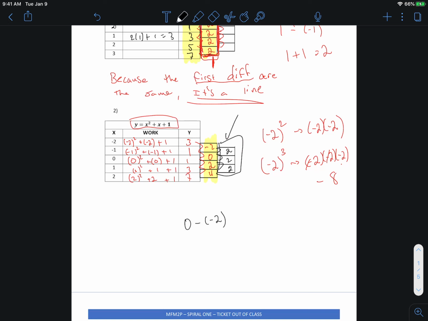Which means the first differences don't match. The first ones don't. So that's the test, right? That's what we're doing. First ones don't match, but the second ones do. And the second ones mean it's a quadratic. Yes. So because the second differences match, it's a quadratic.